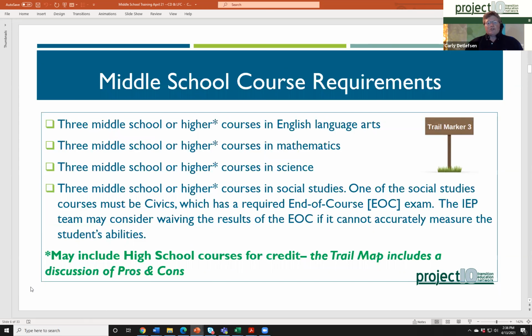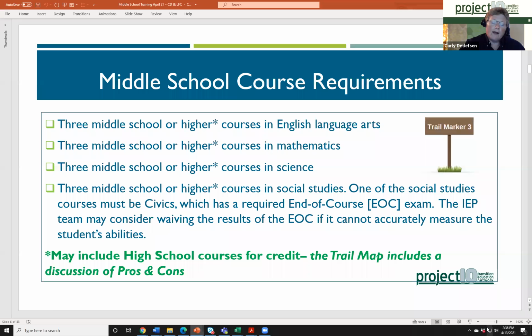As you know, with high school, it's easy to think about when they've met all of the requirements. They have a certain number of credits and a certain GPA they have to obtain. But middle school is not necessarily tied to a GPA. We don't usually calculate a GPA in middle school, and we don't accumulate total credits like we do in high school, but they do have requirements they have to meet. They've got to have at least 3 English language arts classes, at least 3 math classes, 3 science courses, and 3 social studies courses. One of those social studies courses has to be civics, which has an end of course exam that the student must take.